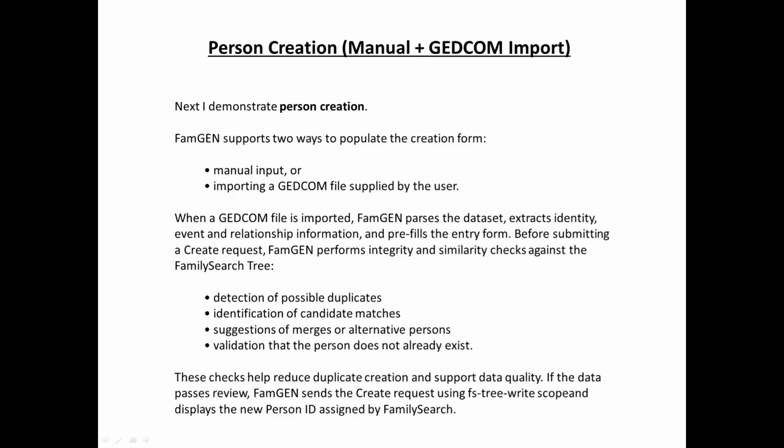Detection of possible duplicates, identification of candidate matches, suggestions of merges or alternative persons, validation that the person does not already exist. These checks help reduce duplicate creation and support data quality. If the data passes review, FamGEN sends the create request using the tree write scope and displays the new person ID assigned by FamilySearch.